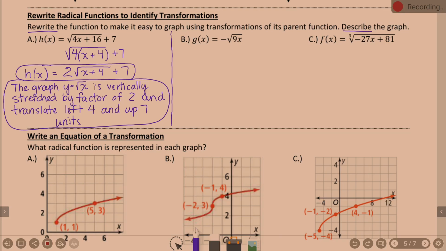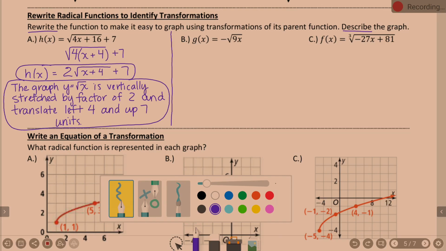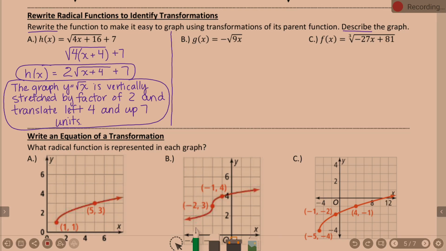Okay, B. G of x equals negative square root of 9x. Thoughts? Well, start with how can we rewrite this? What do you see under that radical? A 9, yes? And what do we know about the square root of 9? 3. It's a perfect square. It can become 3 outside.